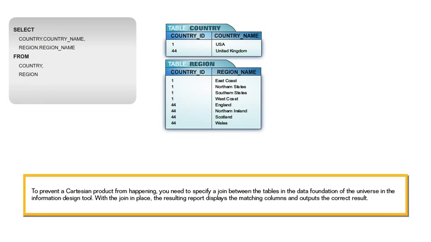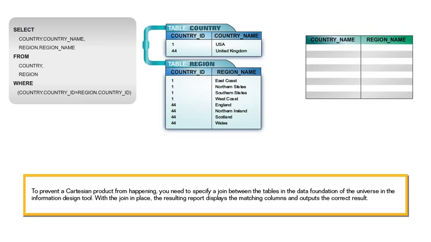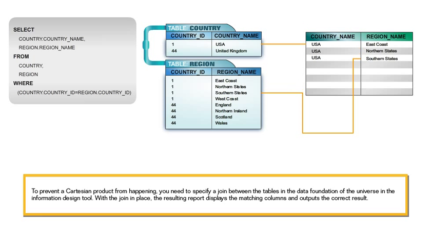To prevent a Cartesian product from happening, you need to specify a join between the tables in the data foundation of the universe, in the Information Design tool. With the join in place, the resulting report displays the matching columns, and outputs the correct result.